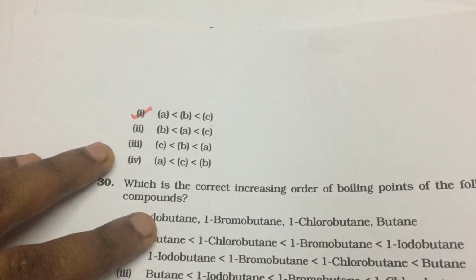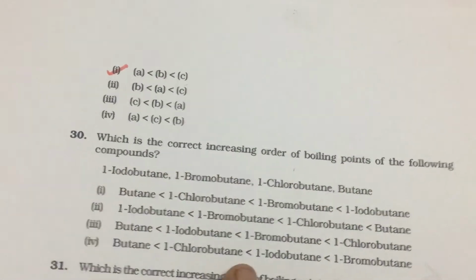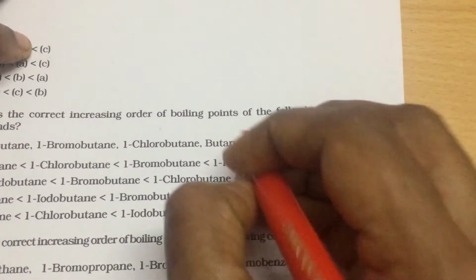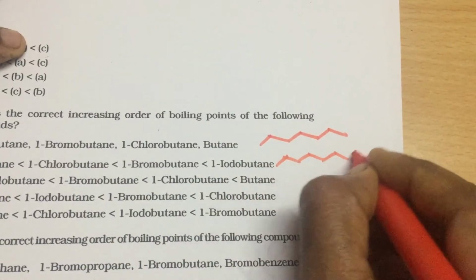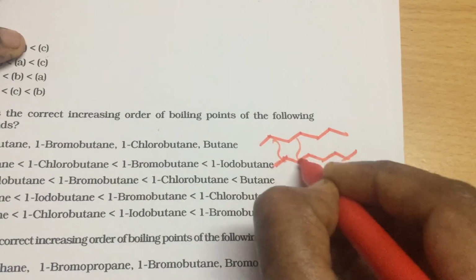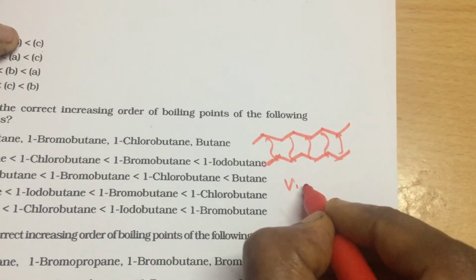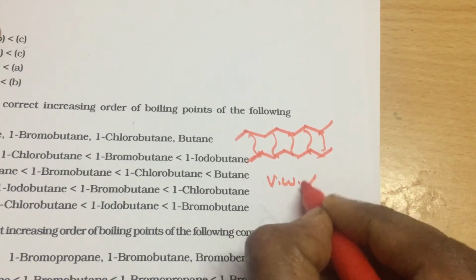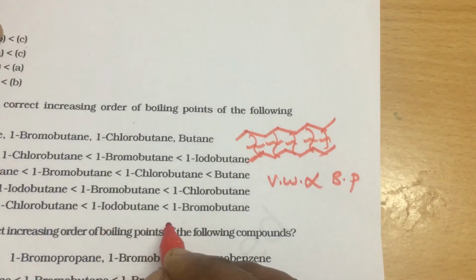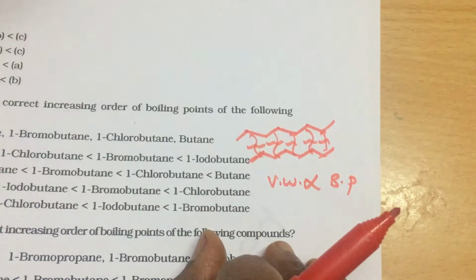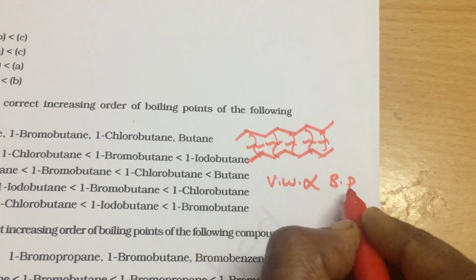Then, which is the correct increasing order of the boiling points of the following compounds? When a question comes regarding boiling point, I told you, the more the surface area, the more will be the van der Waals force. The more the van der Waals force, the more will be the boiling point, because you need to break all the van der Waals forces to separate the molecules, and only then will your molecules boil.